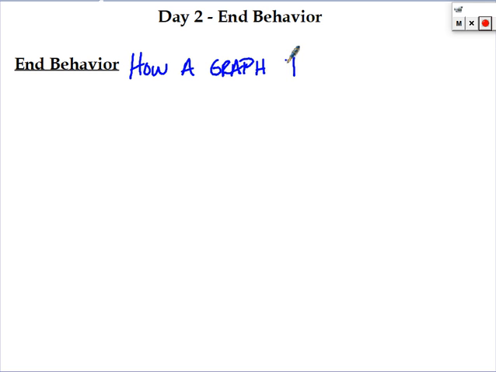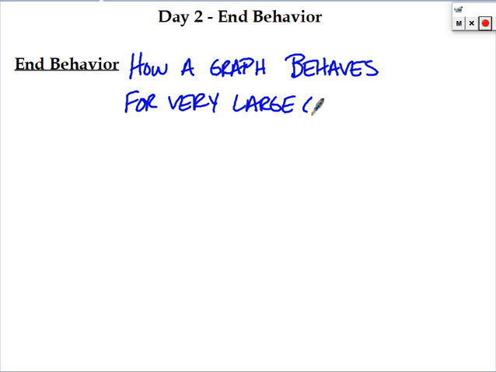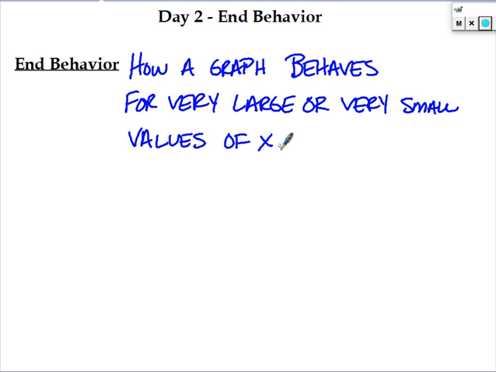behaves for very large or very small values of x. Okay, so that's what's happening.